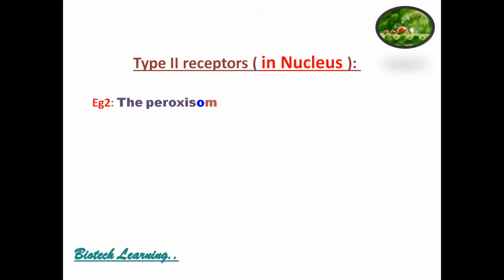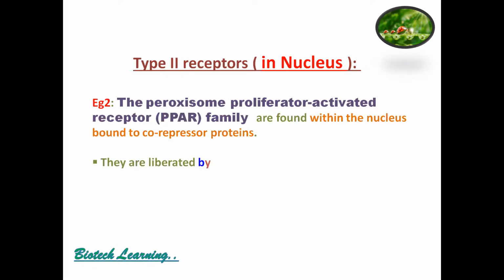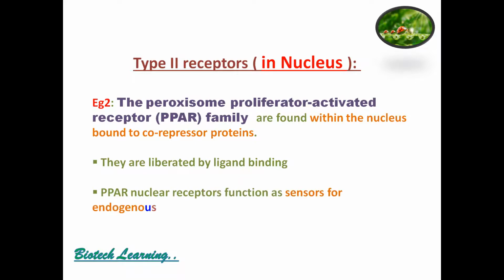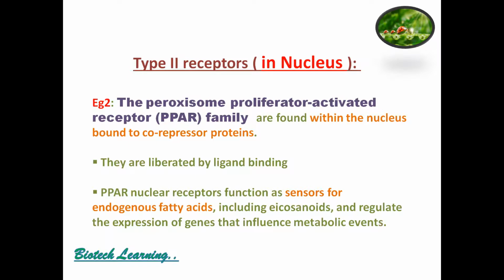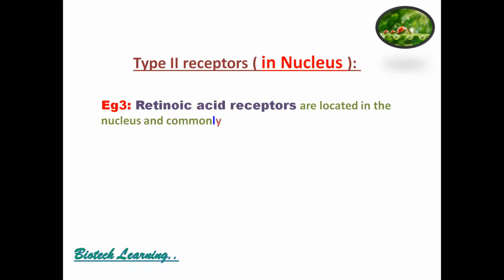Now the other type is peroxisome proliferator activated receptor or PPAR family. These are also found in the nucleus, but they are bound to co-repressor proteins. Only when the ligand binds, the receptor is liberated. So what are PPAR family? These receptors function as sensors for endogenous fatty acids like eicosanoids, and they regulate the expression of the genes that influence metabolic events.